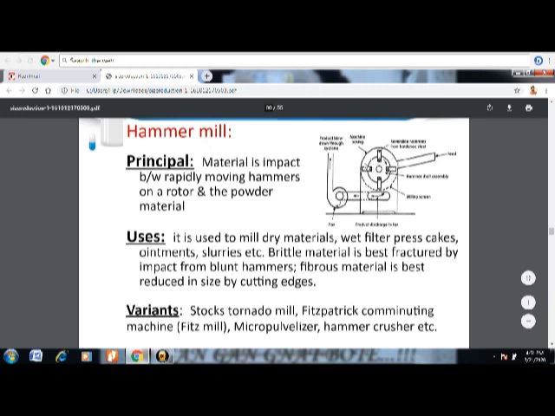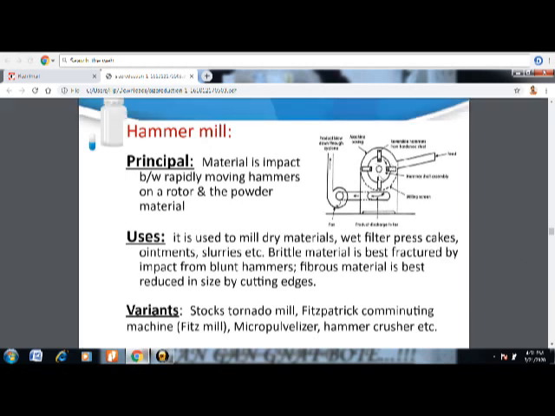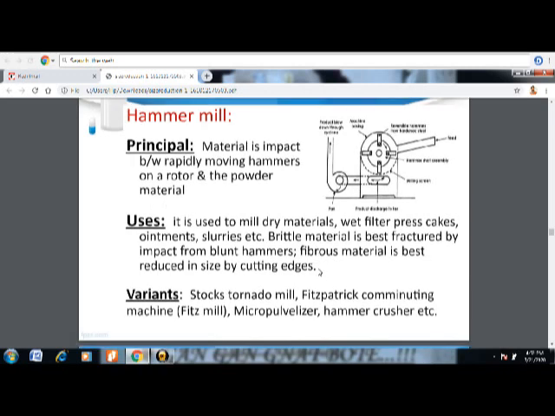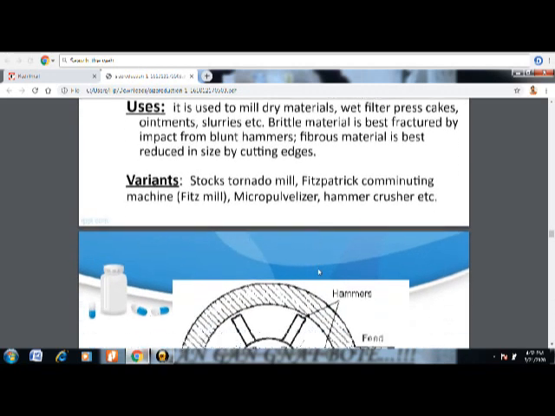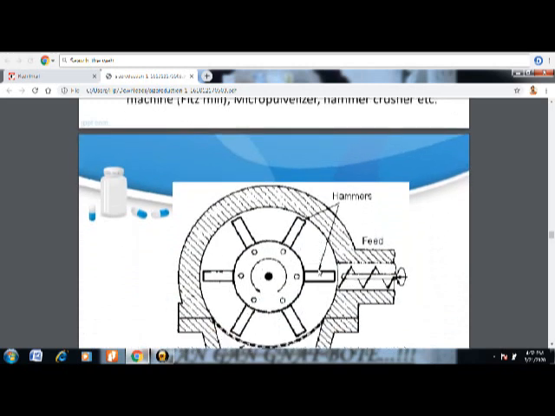These moving objects bombard the stationary object, due to which the material is reduced or ground. So this is the basic principle: it works on the impact of the moving hammers on the rotor and the powder material, right? It is used generally for dry materials, wet filter press cakes, for the preparation of ointments, slurries, then for fibrous material, and material obtained from plants like roots, stems, barks. For reducing the size of these things, generally the hammer mill is used.